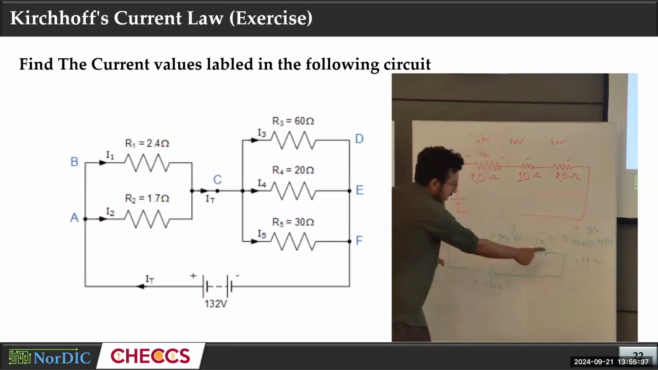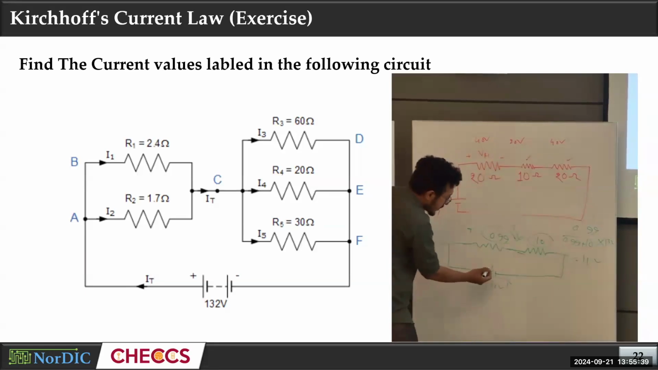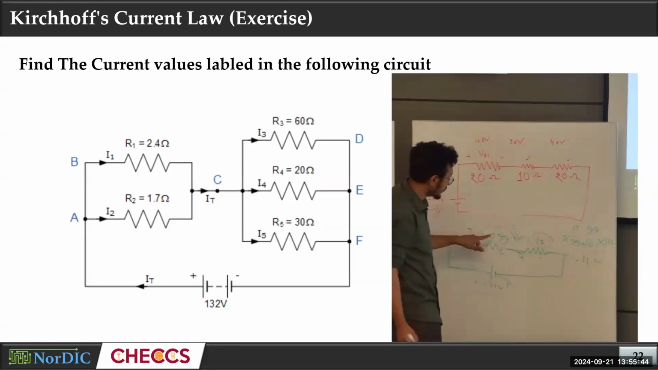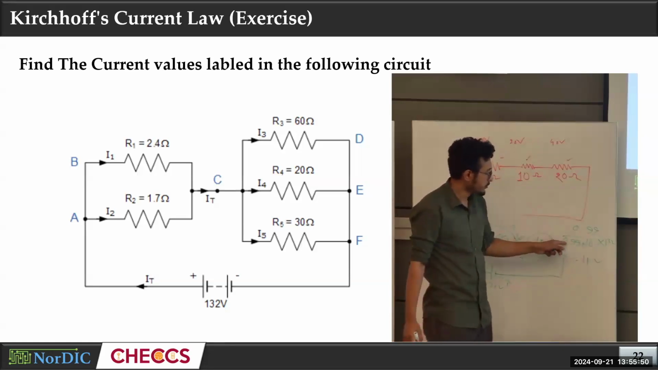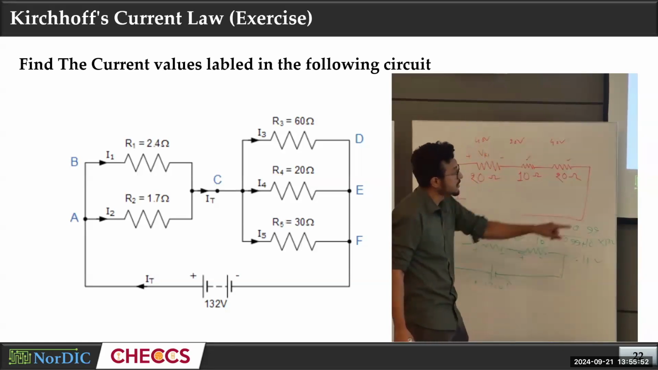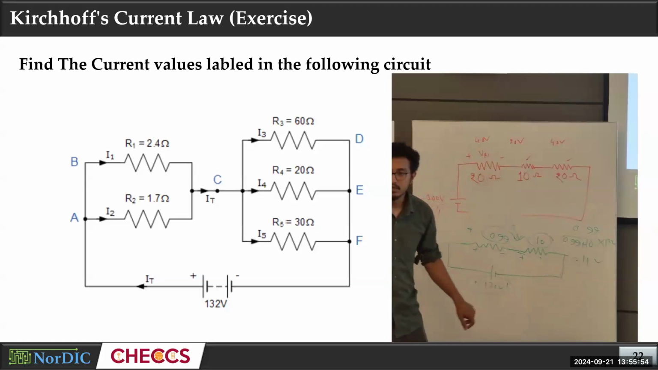So you have this circuit after the reduction, right? Now you can calculate the voltage here. Like the voltage division rule, 0.99 divided by 0.99 plus 10, into the total voltage, which is 132 volt. Are you guys clear now? Please let me know.